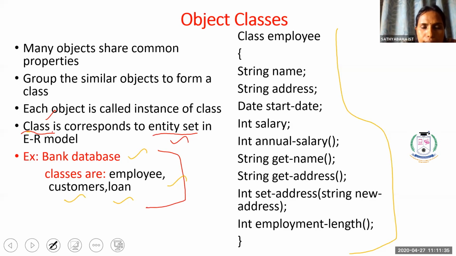So now, in this class definition, the class is the employee. It is also called an entity, I told. Okay, so the entity set. Now, inside this employee class, the data members are the name as well as address and start date and salary. So these are the data members, and these are all the member functions. We need to calculate your annual salary, get name, get address, and set address, as well as employment length for finding the employment length, and end it with a semicolon. So this is a normal class definition, how we do in your object-oriented programming concept, right?